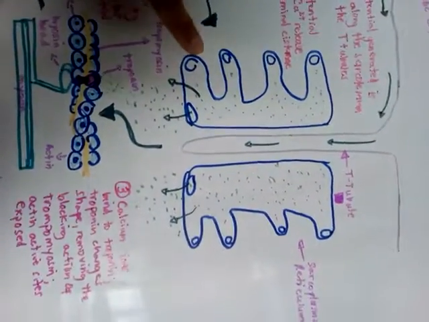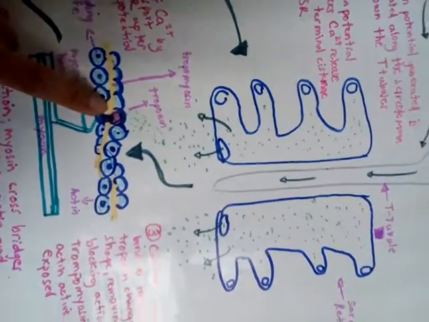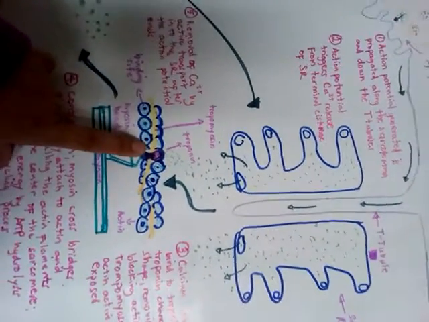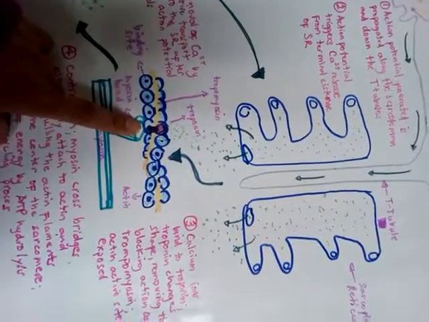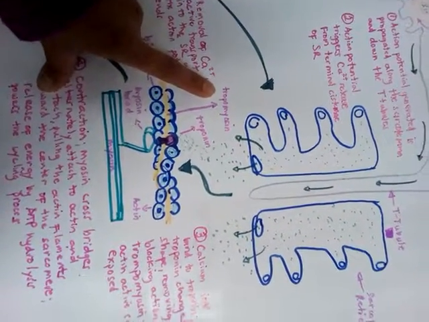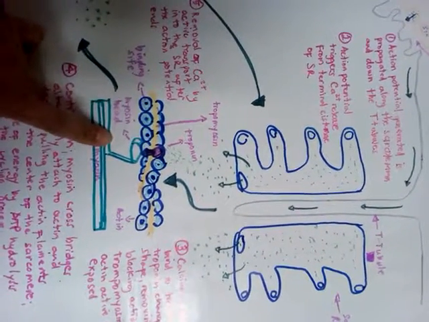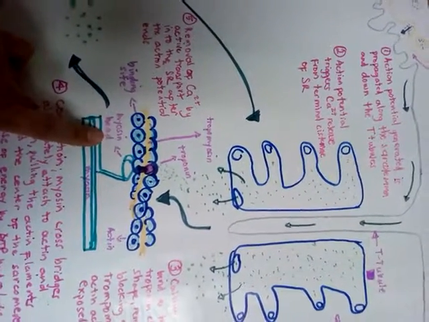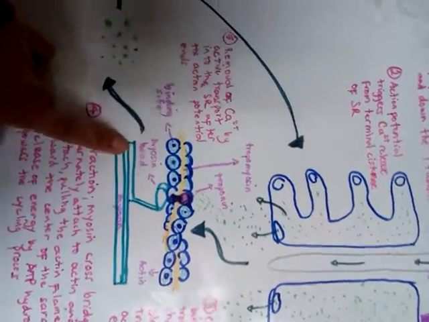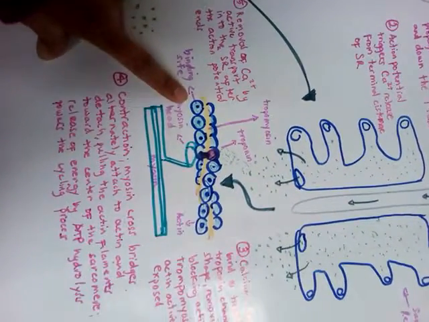And then what happens is, when it goes out, it binds with the troponin, and when it binds with the troponin, the troponin changes shape, thus removing the blocking action of the tropomyosin. Now the actin active sites are exposed. The binding site is exposed, and the myosin head binds with the actin.